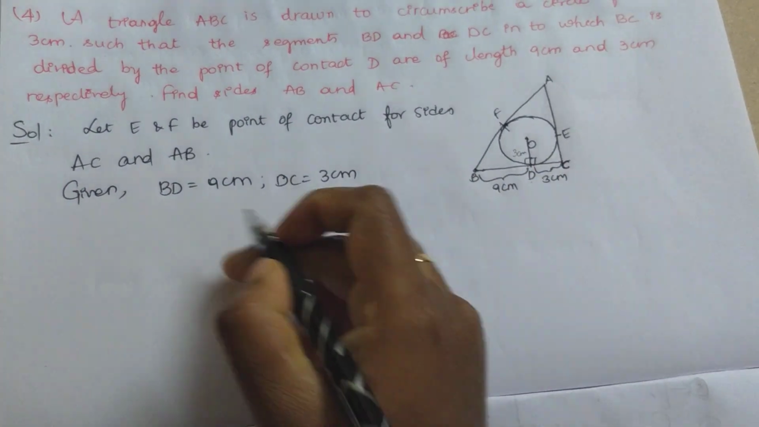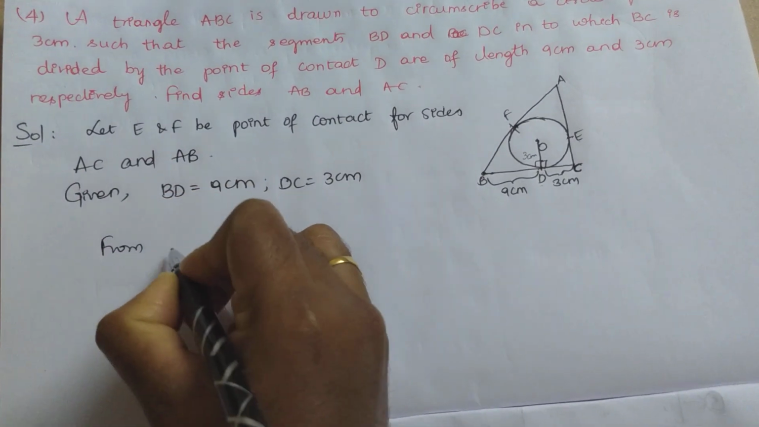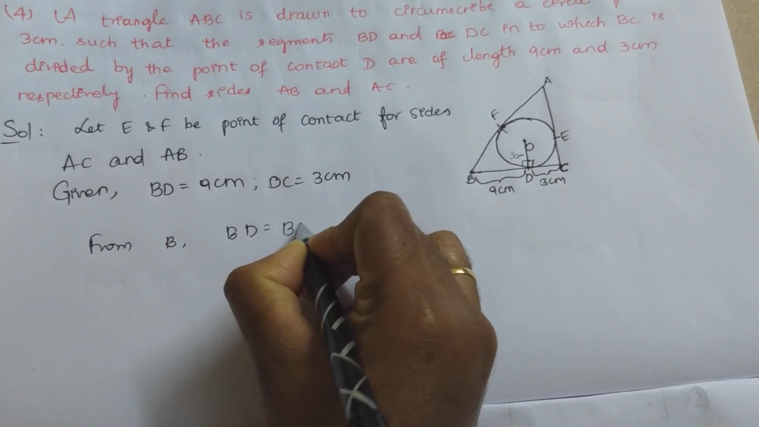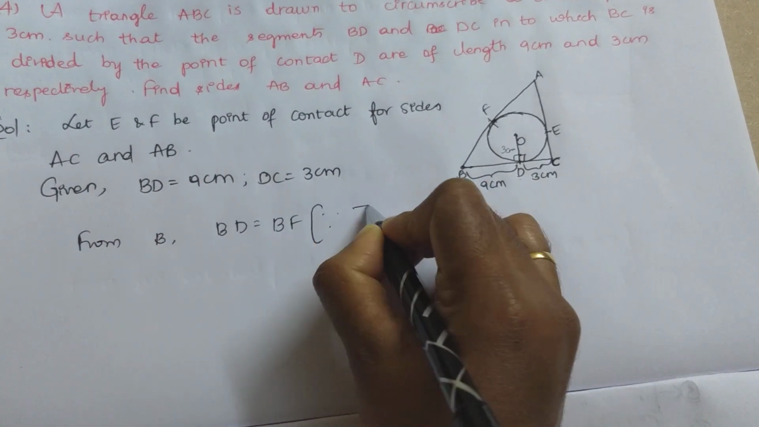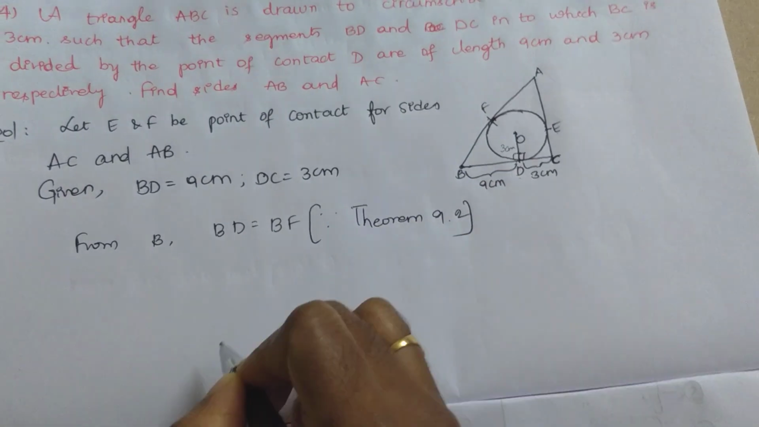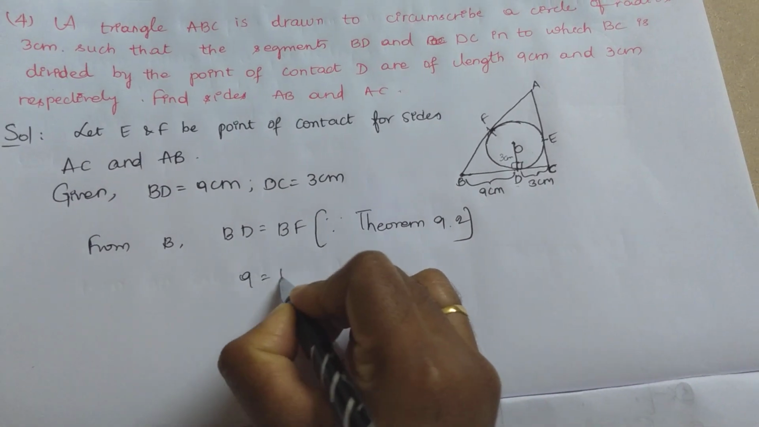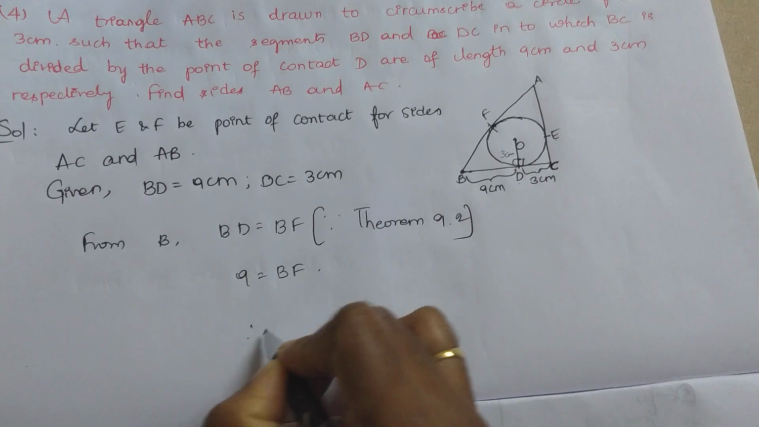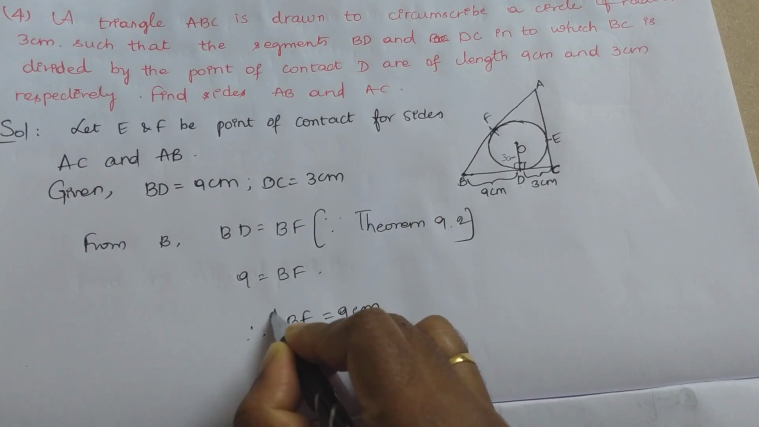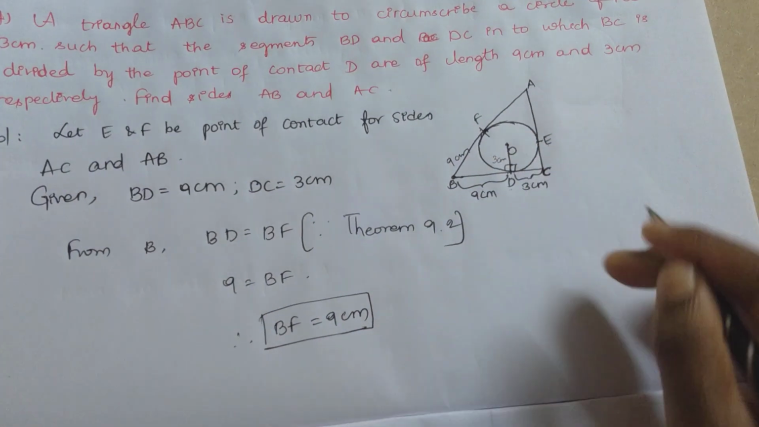So in the next step what will I do? From B, BD equals BF, since theorem 9.2. What is BD? It is 9, so 9 equals BF. Therefore BF equals 9 centimeters. So here we got this value as 9 centimeters.